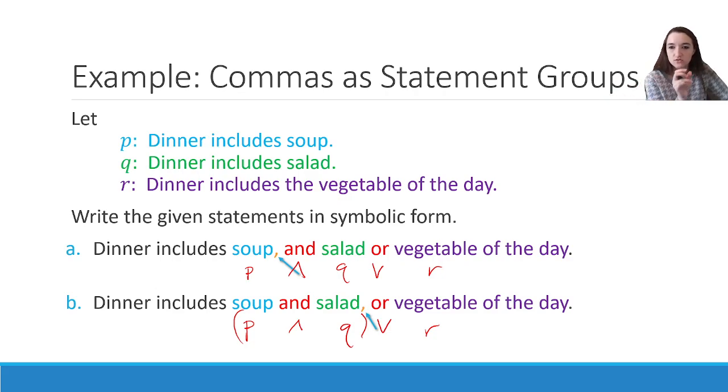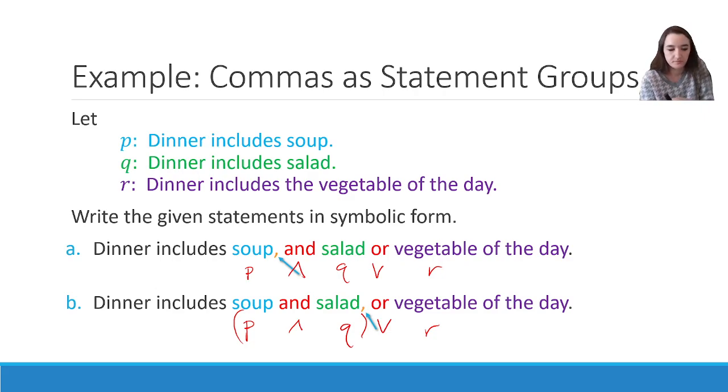I cannot get soup and salad and a vegetable, right? It has to be, I can get both soup and salad. Like I can get some tomato soup and I can get a salad with it. Or I can get the mashed potatoes. Those are my options. So that's what this shows, that the soup and the salad are grouped together in parentheses. I can get those together.